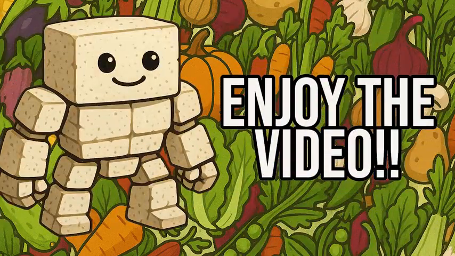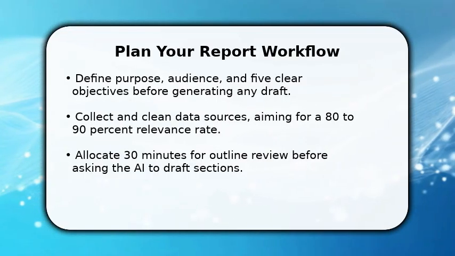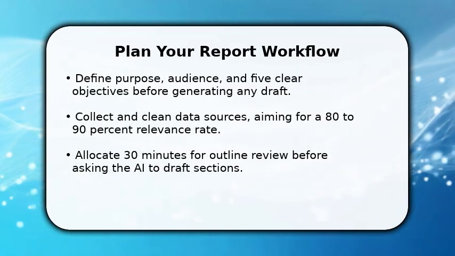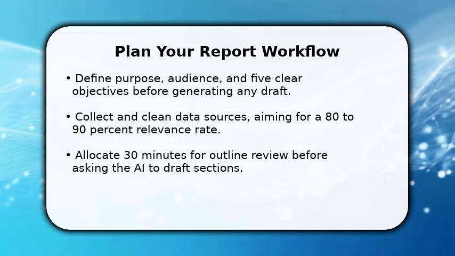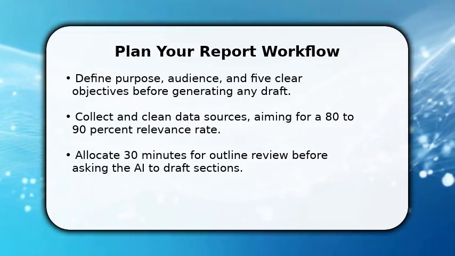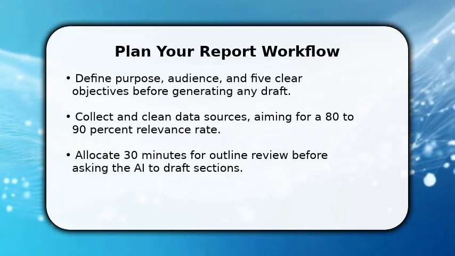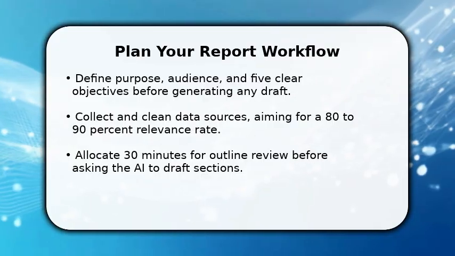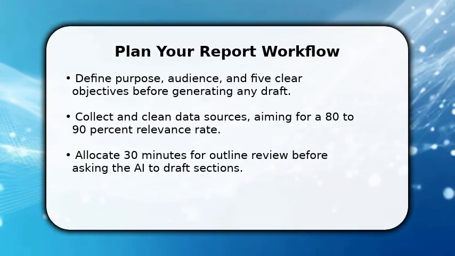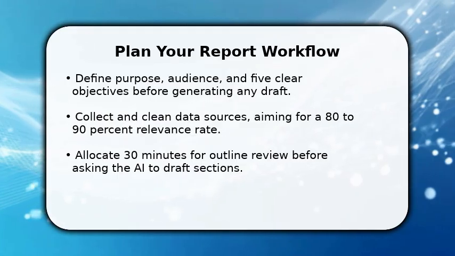Please enjoy the video. Start by defining the purpose, audience, and 5 clear objectives for your report. Next, gather and clean data sources, aiming for an 80 to 90% relevance rate. Create a structured outline with headings and subheadings that match objectives. Allocate 30 minutes to review and refine the outline before generating any draft with AI.